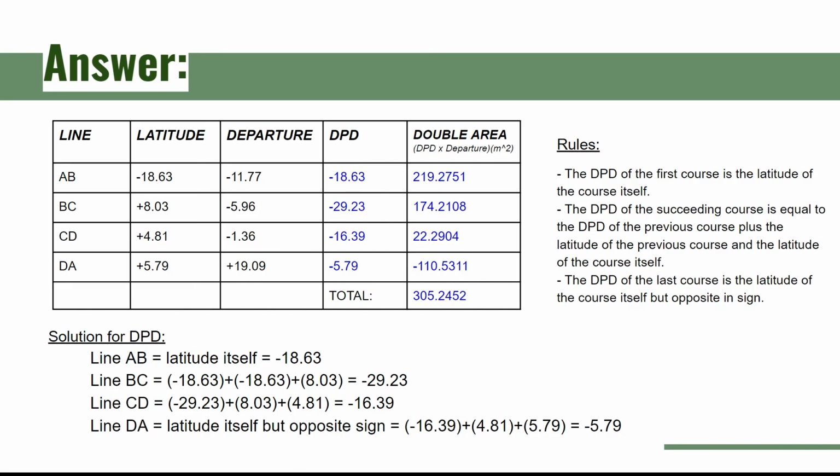The double area is computed by multiplying the DPD and the departure. For example, for line AB, we multiply negative 18.63, which is the DPD, and negative 11.77, which is the departure, to get the answer of 219.2751.